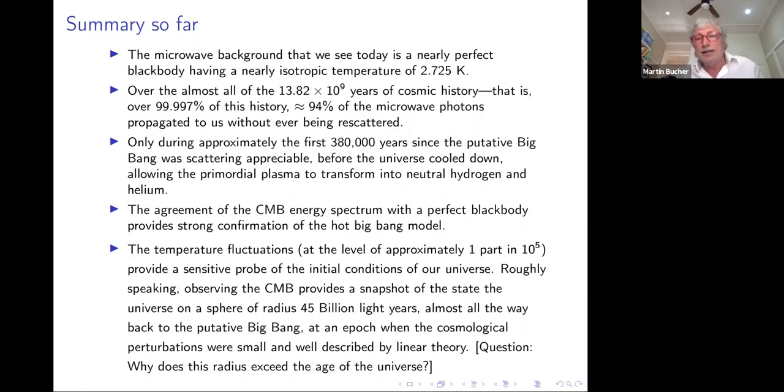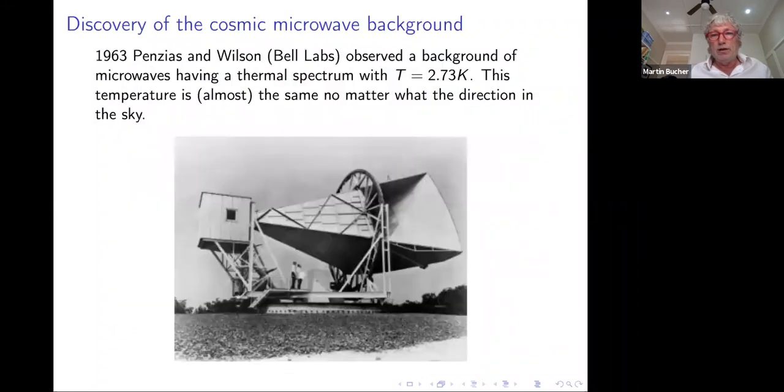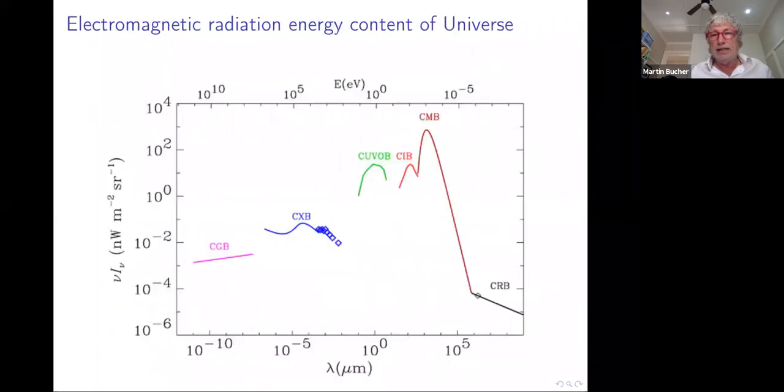And the other number to remember is that these perturbations start out at about 1 part in 10 to the 5. Okay, we talked about this. Let me show you another plot, and this is to put the CMB in perspective.